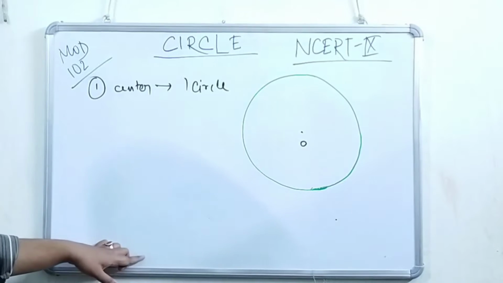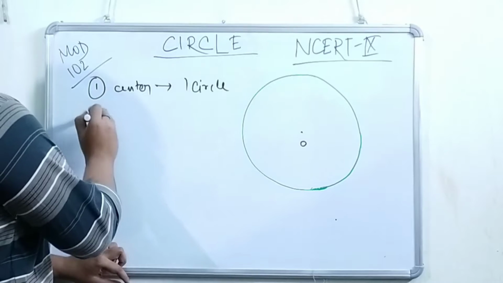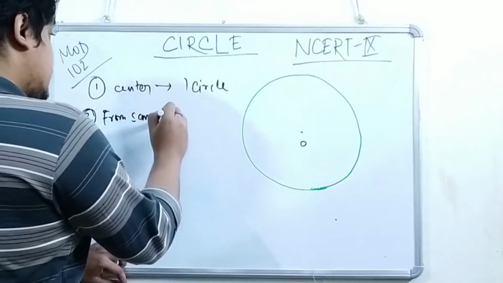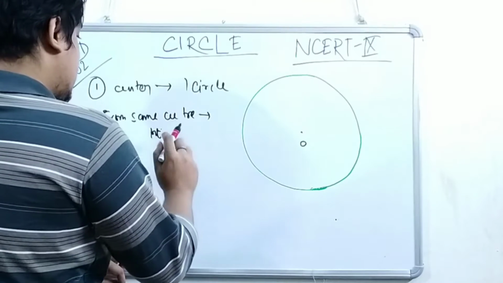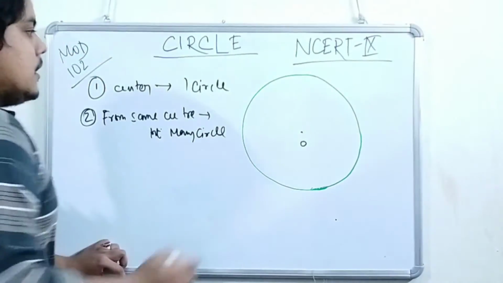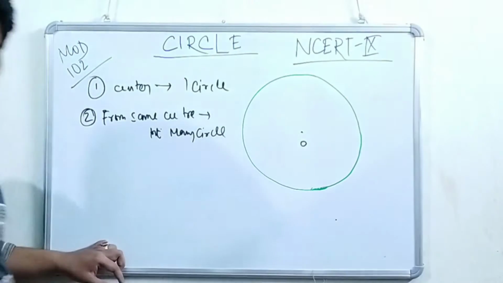Now from the same center we can draw an infinite number of circles. So taking the same center, we can draw so many circles, inside, outside.